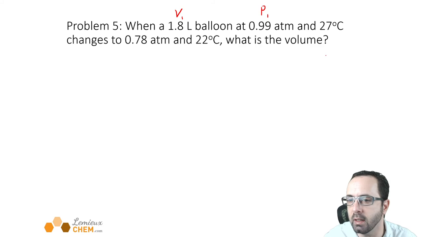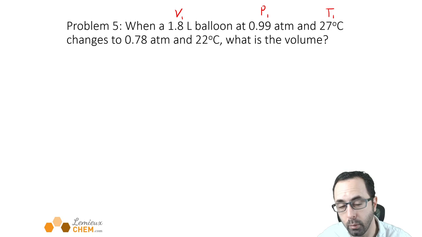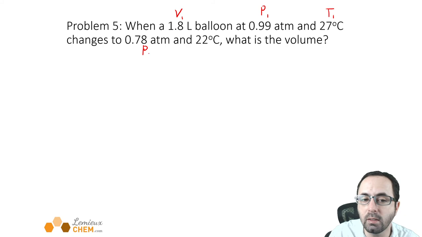But then we change it. We get a new pressure. The new pressure is 0.78 atmospheres. We'll call that P2. The new temperature is 22 degrees Celsius. We'll call that T2. And then we're asked for, what is the volume?